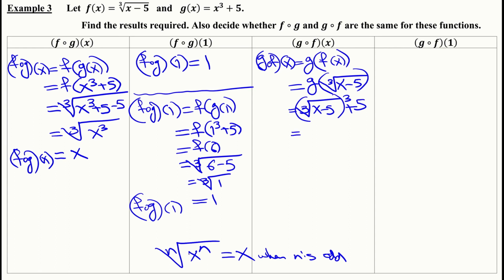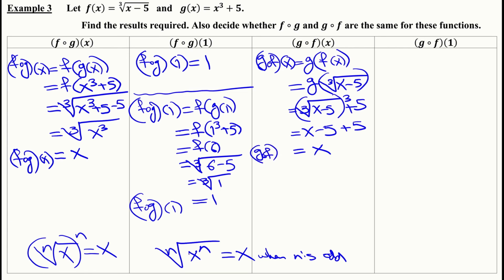And notice, the cube root of some number, that's a relative of this rule, which said if you have the nth root of x and then raise it to the power of n, you also just get x. So here the cube root of x minus 5, cubed, is just going to be x minus 5. And then we're going to add 5, so we end up with x. And that is g circle f of x, right?